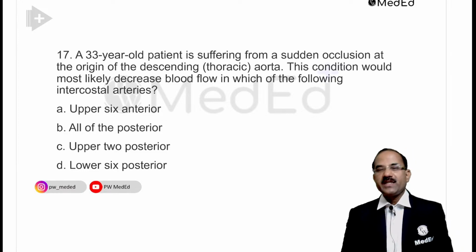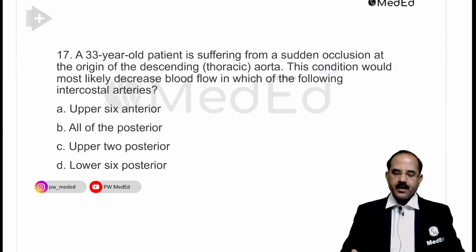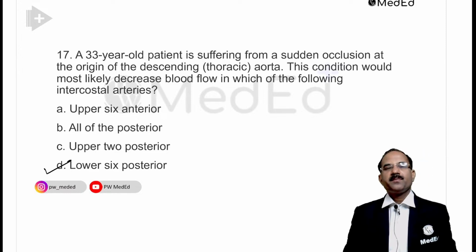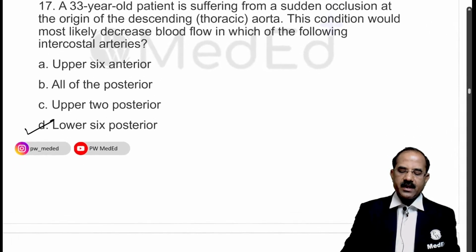What are the branches of descending thoracic aorta? If you know that, you'll understand this. Answer is lower 6 posterior intercostal arteries.